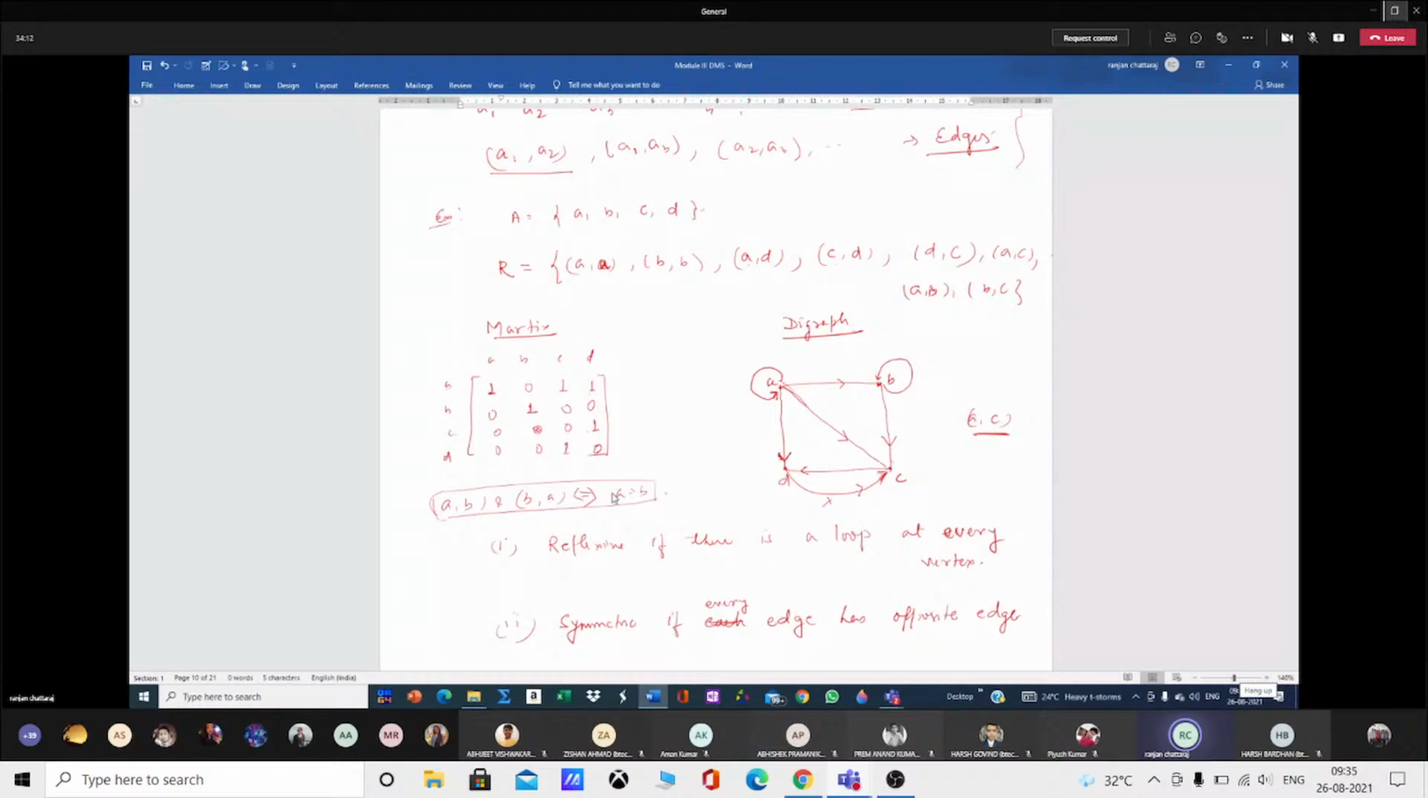Based on this, we can say that a relation is antisymmetric if we don't have any two edges in the opposite direction between distinct vertices, not the same. We don't have any opposite edge for two distinct nodes of the digraph. Here we have it, so it is not antisymmetric, not symmetric.